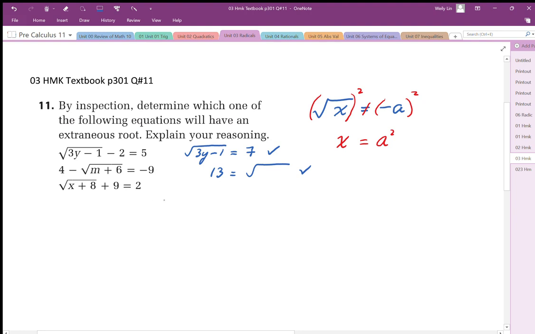For the last one here, I'm going to isolate the square root, and again we don't really care what's inside the square root. We're going to subtract 9 from both sides. We get square root equals negative 7. Well, this is not possible, so this last solution here is going to give us an extraneous solution.